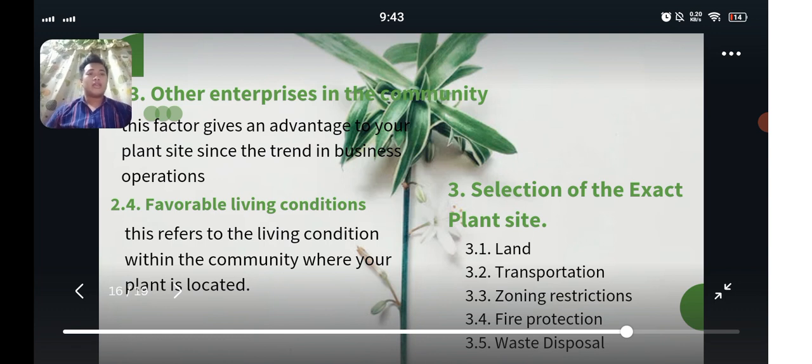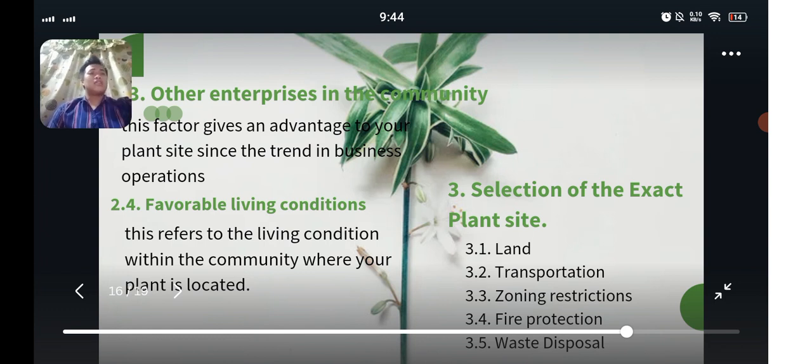In fire protection, one of the key considerations in choosing a plant location is fire protection, of course. The facilities, tools, and equipment in the area are all checked for fire safety. Then the last one is waste disposal. Companies that sell perishable goods and hazardous goods should have a proper waste management system. The management is also responsible for following established protocols in conjunction with the government to dispose of such waste. So that's all for the selection of the exact plant site.